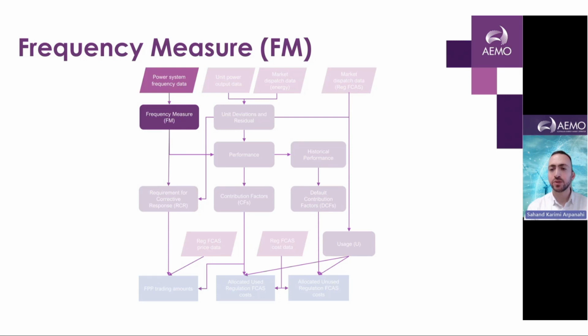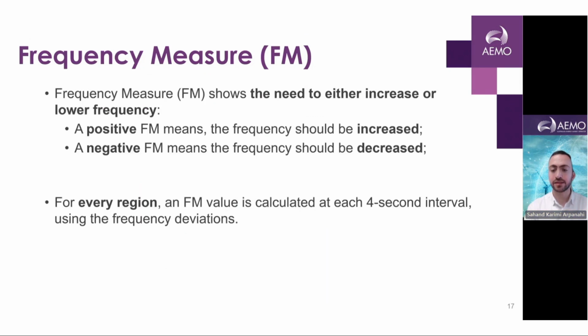As part of the FPP, we need to assess the frequency performance of the units in the system. So we need to have a measure for frequency that shows the need for increasing or lowering the frequency, as well as the scale of that need. Frequency measure is the metric that is defined to show the need to either increase or lower the frequency. A positive FM means the frequency should be increased. On the opposite, a negative FM means the frequency should be decreased. The larger the FM, the bigger the need.